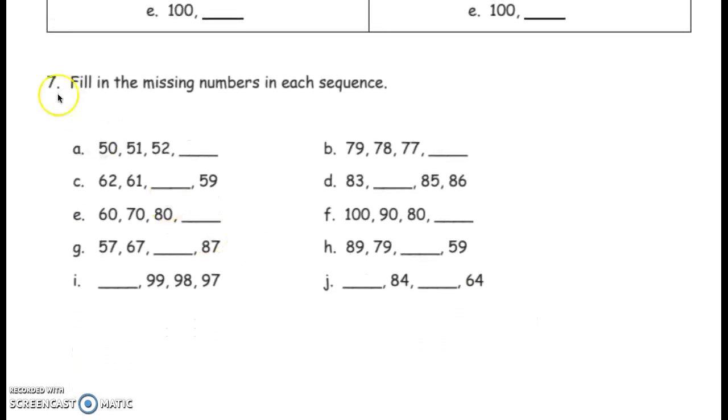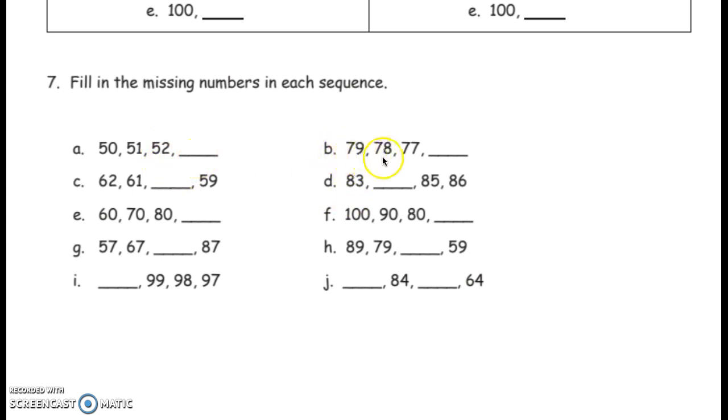And the last problem, number 7, fill in the missing numbers in each sequence. So each letter has different sequence numbers with a line for the missing number. So you're going to count and figure out, what number comes next? So for example, A, 50, 51, 52, blank.